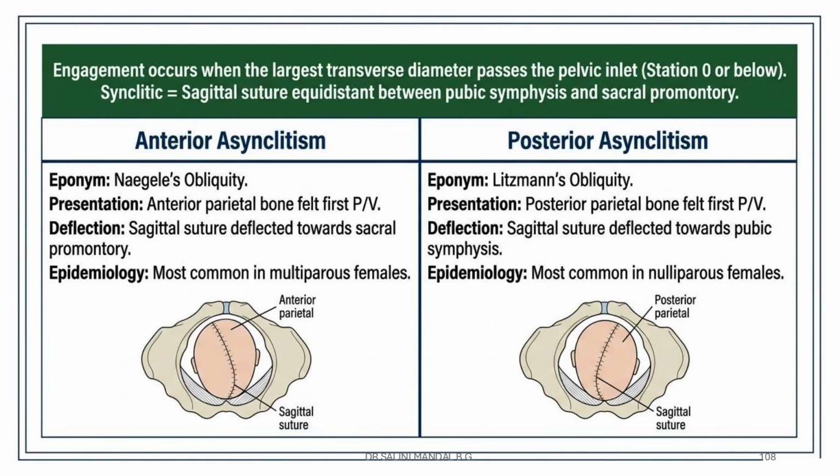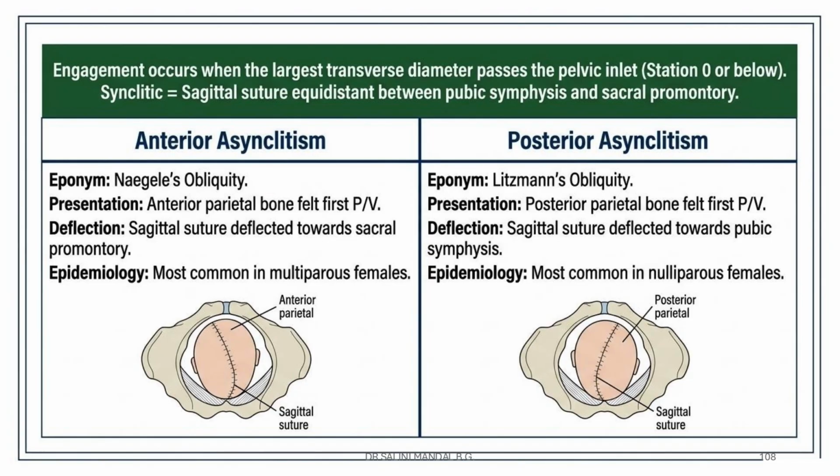Next, a little bit of asynclitism. See, we know engagement occurs when the largest transverse diameter passes through the pelvic inlet, correct, that is station 0 or below. Synclitic means the sagittal suture is equidistant between the pubic symphysis and the sacral promontory. So what is anterior asynclitism? Here, the anterior parietal bone is felt first on per vaginal examination. We call it Naegele's obliquity.